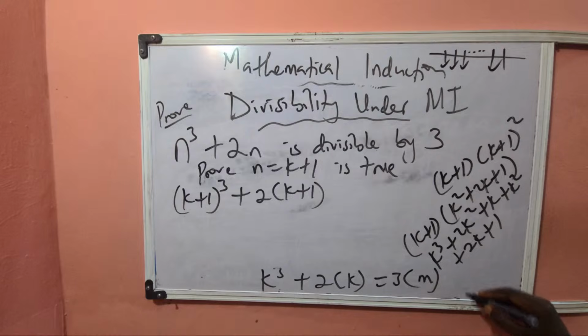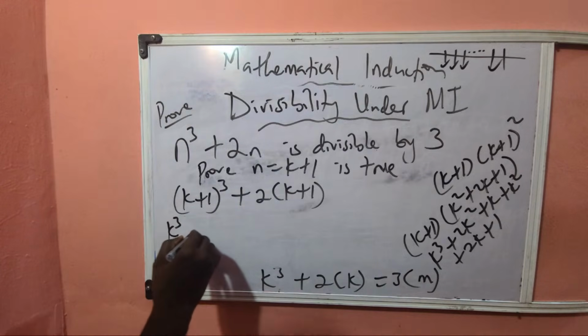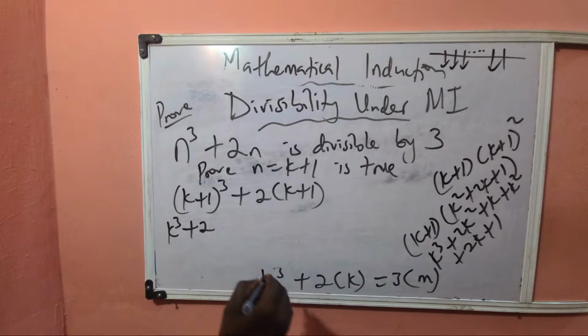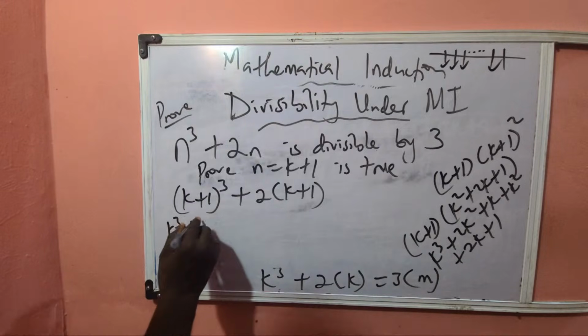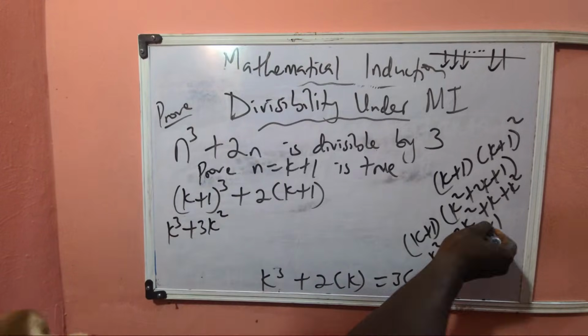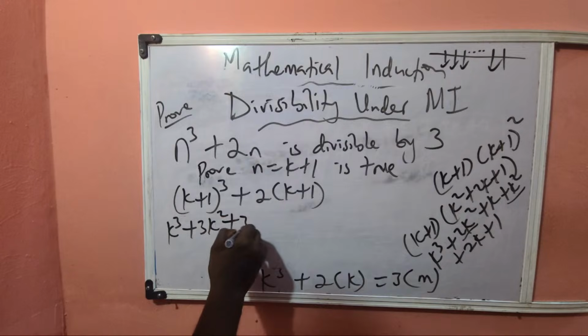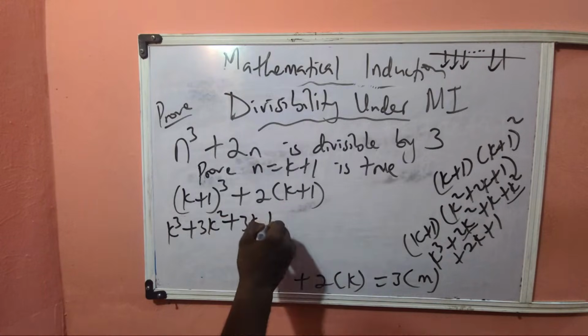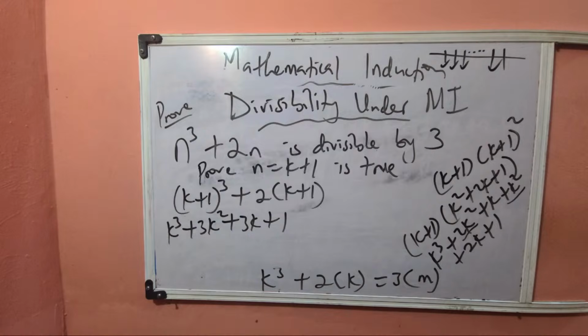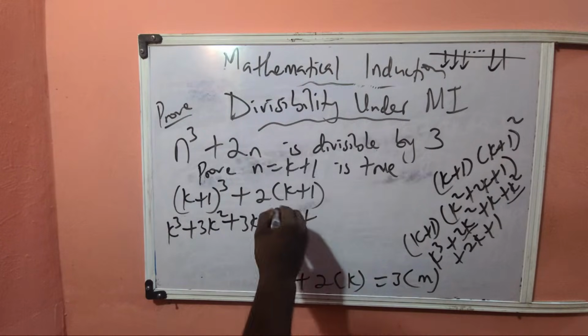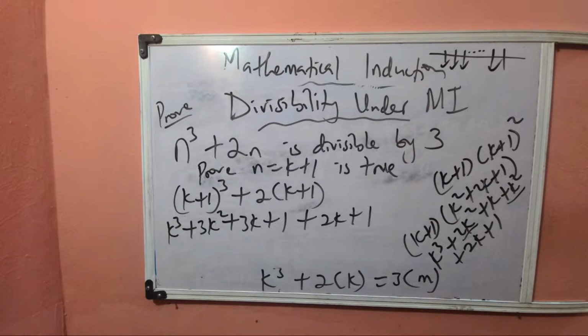So this will be equal to what? This will be k cubed plus 3k squared, because this is 2k squared plus k squared, then plus 2k plus k, that's plus 3k, then plus 1. That's the expression for k plus 1 cubed. Then this will be plus 2k plus 1. I'm sure I've not cheated at all. I'm sure everybody can relate to what I'm saying here. This works well.